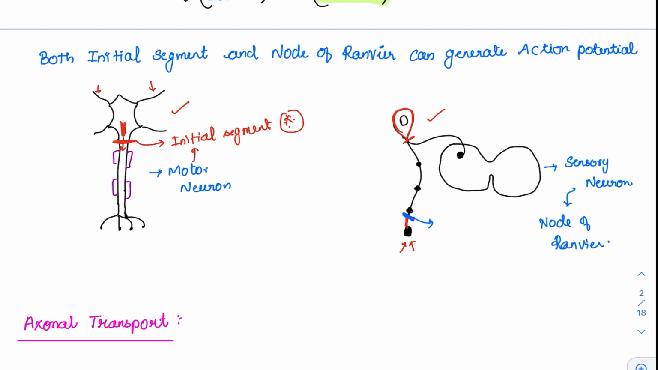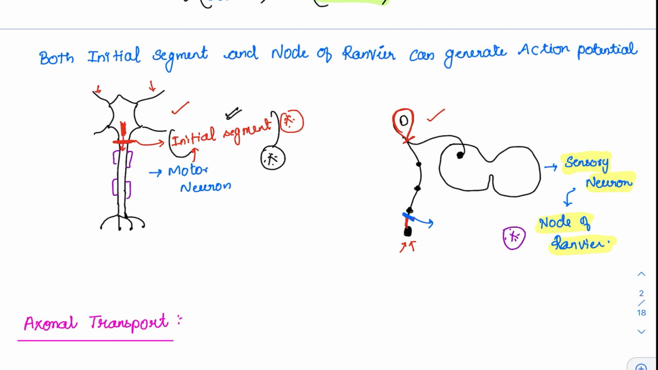But in general, they don't specify the type of neuron. They just ask where the action potential is generated, and they give options like initial segment, node of Ranvier, then axonal terminal and the soma. What will be your answer? We go for the initial segment, because this is the most common type of neuron that is represented as a neuronal structure. So it starts at the initial segment. But as and when the question specifies a sensory neuron, we should always go for the node of Ranvier. This is very important information.